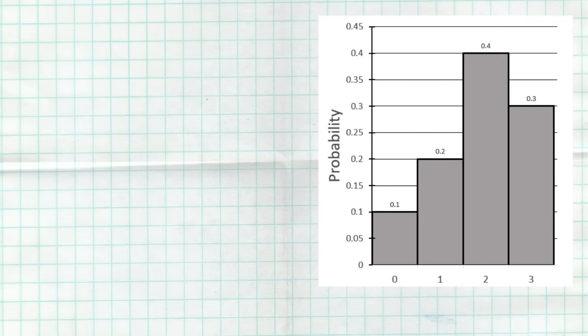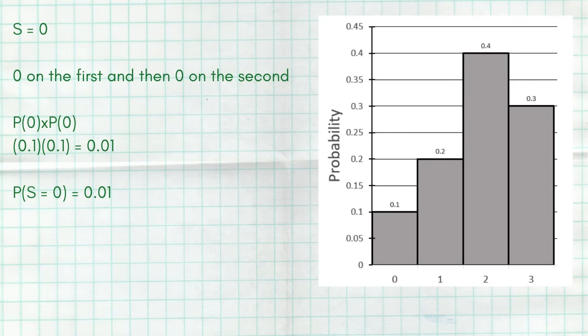Well, first we could get 0 points. How would we get 0 points? We'd have to get 0 on the first game and then 0 on the second game. That's a very easy probability to calculate. 0.1 times 0.1, 0.01, we're done.